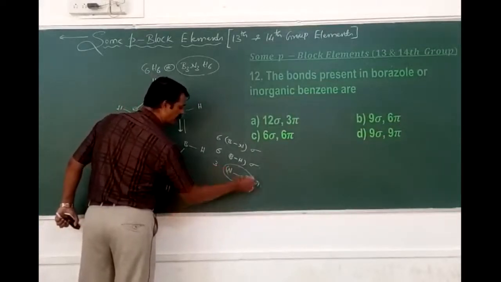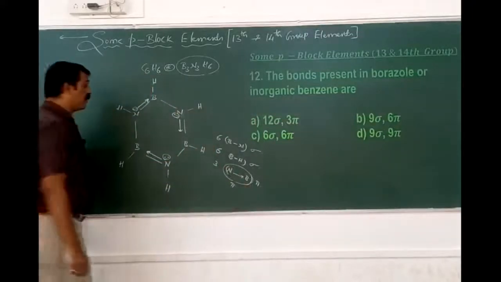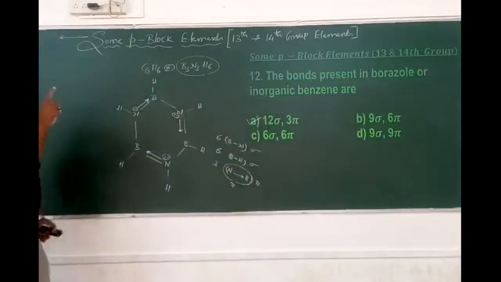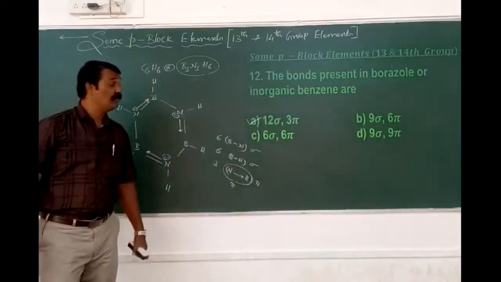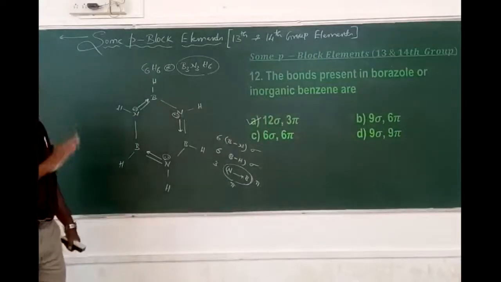Indirectly it is nothing but the what? The pi bonds. Means totally how many sigma and how many pi are there here? It relates to the 12 sigma and then the 3 pi with respect to which one? The bonds present with respect to the borazole, which is simply called as what? Benzene, inorganic benzene. Therefore it is 12A. Okay.